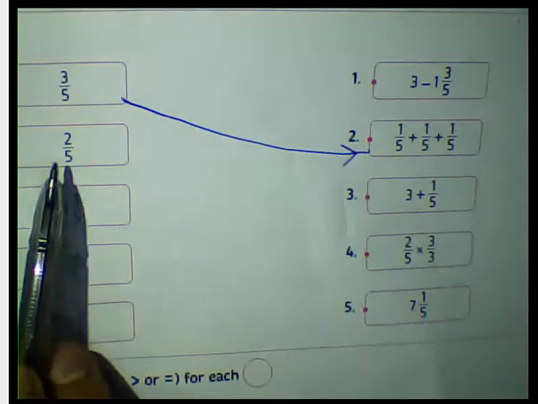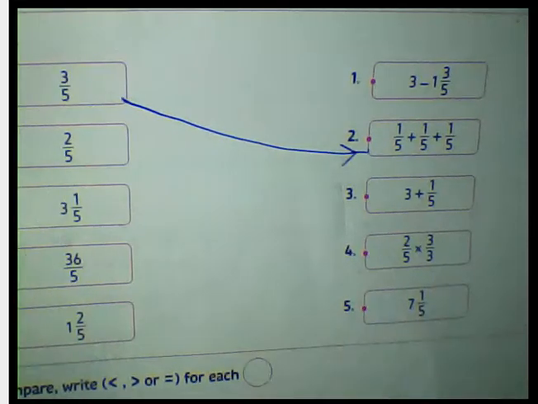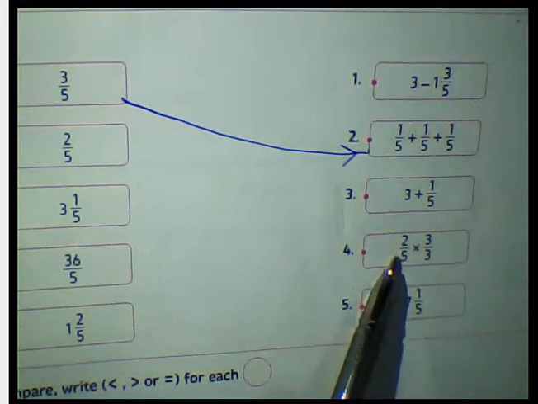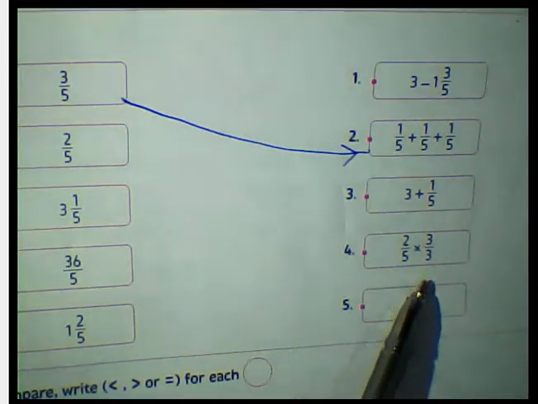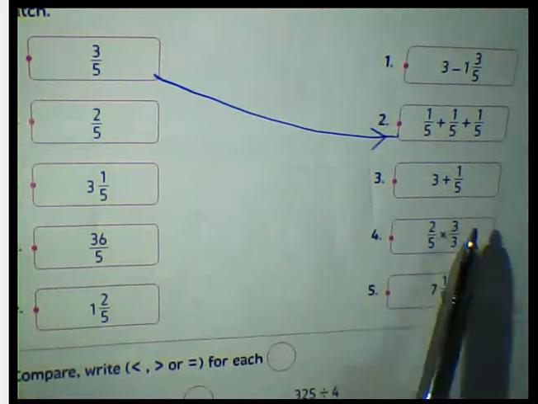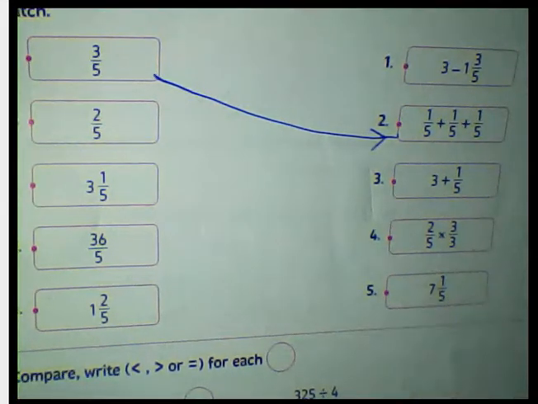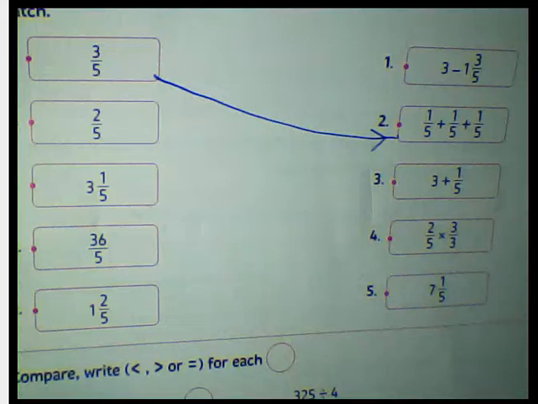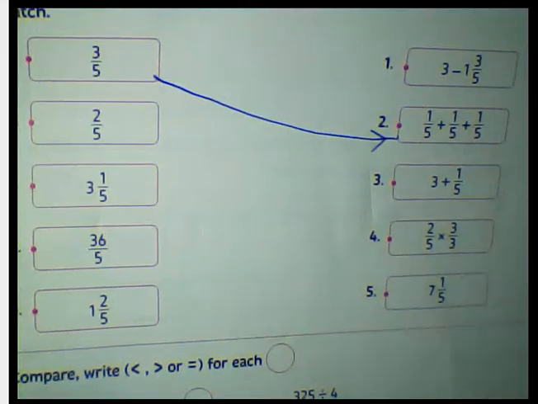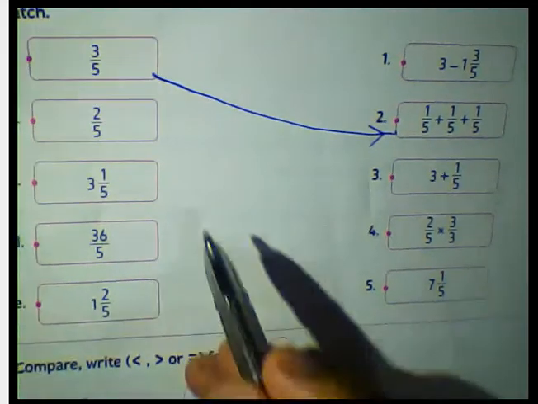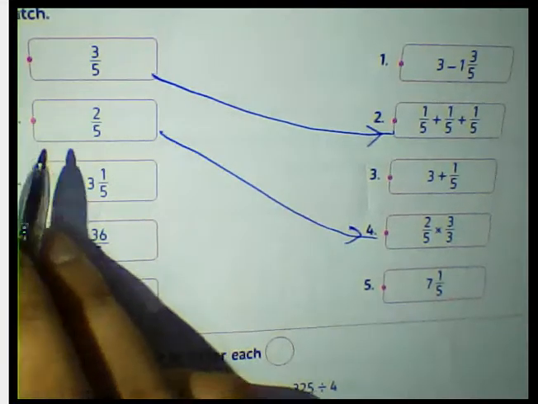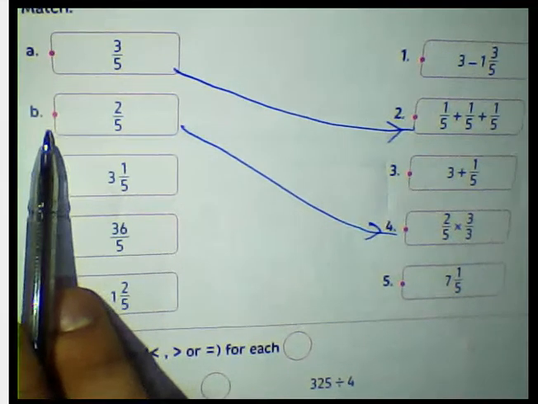Can you solve it? 2 over 5, where here? Look at this. It will be 2 over 5 multiplied by 3 over 3 equals 2 over 5, because 3 over 3 equals 1. And 1 is the identity: 1 times a number equals this number, such as 1 times a million, the result will be a million. 1 times 100, the result will be 100. So 3 over 3 is equivalent to 1. So we must choose letter B.